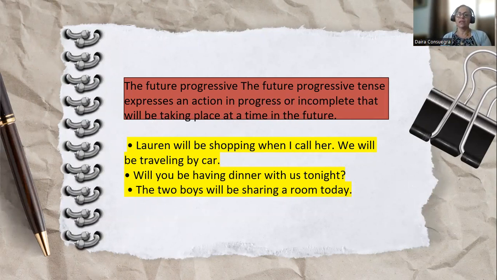For example, I say, esta noche voy a ver televisión. Tonight, I will be watching TV. Lauren will be shopping when I call her. Lauren estará comprando cuando la llame. We will be traveling by car. Estaremos viajando por auto. Will you be having dinner with us tonight? ¿Estará cenando con nosotros esta noche? The 2 boys will be sharing a room today. Los dos jóvenes compartirán un cuarto hoy.